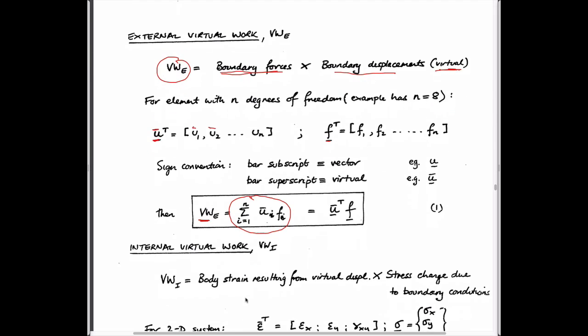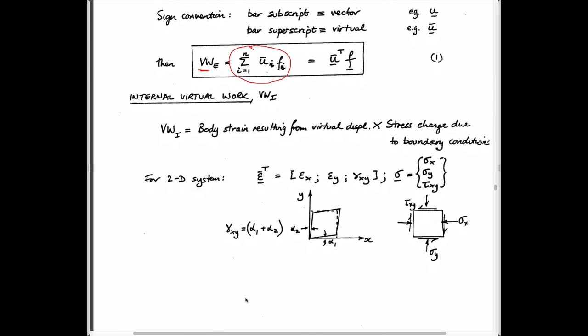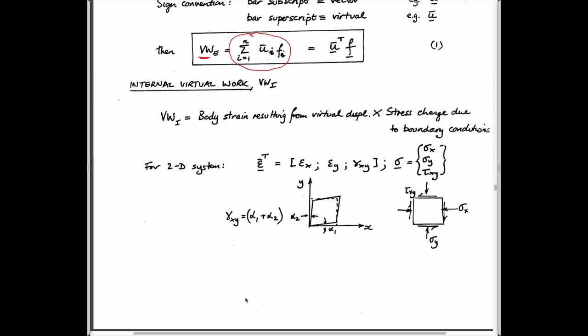So the next part, what about the interior? Well, in the interior, we have a virtual strain. These would be the strains that result from applying this displacement on the boundary. You apply this virtual displacement. The definition of a virtual displacement is a displacement that doesn't change the stresses. It's so small it doesn't change the stresses or forces acting on the system. So the stresses remain constant.